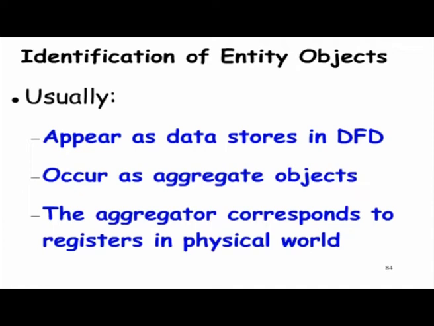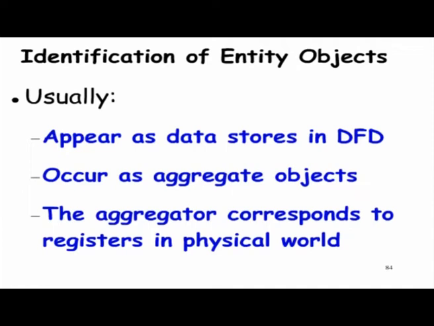There is another hint on how to identify the entity objects from the problem description. One is that if we draw a data flow diagram, then these entities typically appear as data stores, and almost every entity class appears as an aggregate object, whether you say books. So there must be a book register which is aggregating the books. Members, these are also aggregate classes. Reserved books, etc. So almost every entity class occurs as an aggregate class.